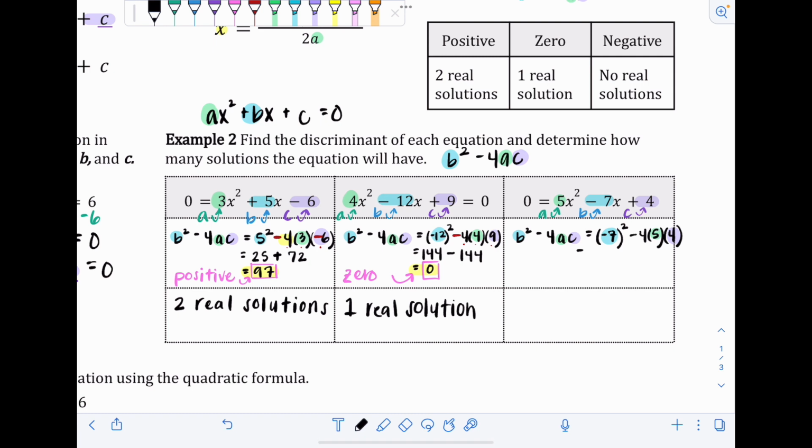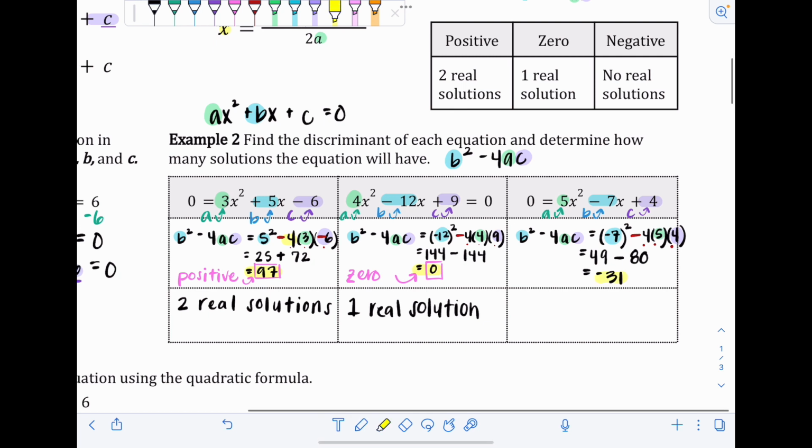And then now we can simplify. So negative 7 squared means negative 7 times negative 7, which is positive 49. And then I'm going to count my negatives. I just have the 1 out in front, so that's an odd amount, so I would have a negative product. So I'm going to bring down that negative. And then now I can just multiply. I don't have to worry about the negatives. So 4 times 5 is 20, and then 20 times 4 is 80. So 49 minus 80 is negative 31.